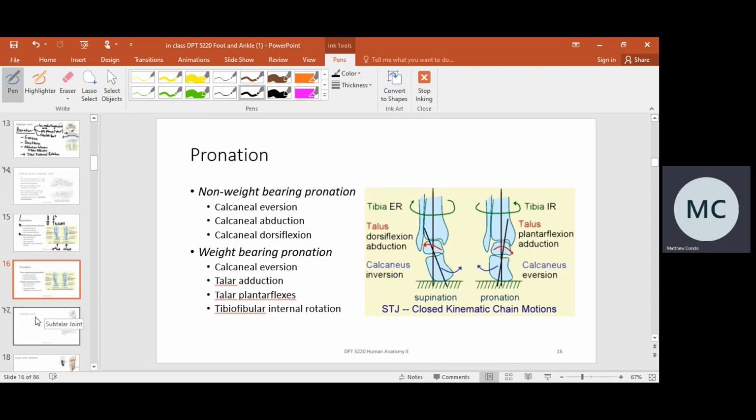All right, so pronation. Again, pronation, typically going to happen during the first half of gait. What am I going to see in the non-weight bearing position? Calcaneal eversion, calcaneal abduction, calcaneal dorsiflexion.